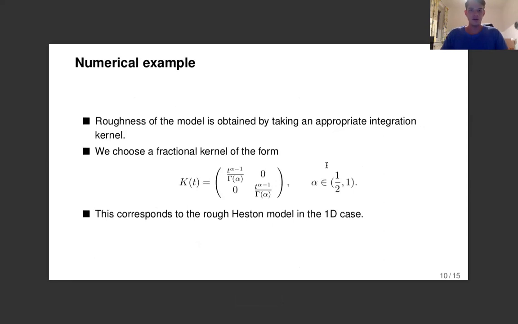The roughness in our model, as we already mentioned, is obtained by using an appropriate integration kernel. For our purposes, we choose a fractional kernel, as we have already seen in the one-dimensional rough Heston model. Here, we use a diagonal matrix, and the diagonal entries we choose as the fractional kernels t to the power of alpha minus 1 over the gamma function of alpha. And again, like in the 1D case, alpha is between 1/2 and 1.